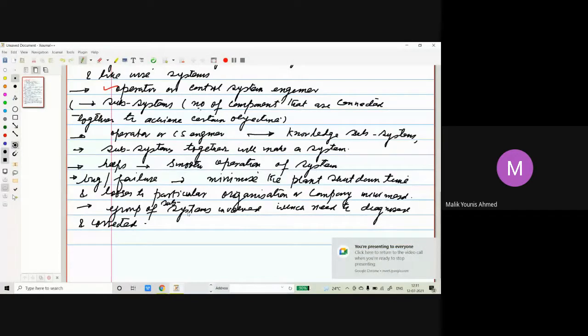Roll number 43. This time I allow karta hu. Next time I will not allow. I will remove him from the group itself. Yahan thoda shor hai, please bear with me. The side wale, ghar wale hamare kaam kar rahe hain.